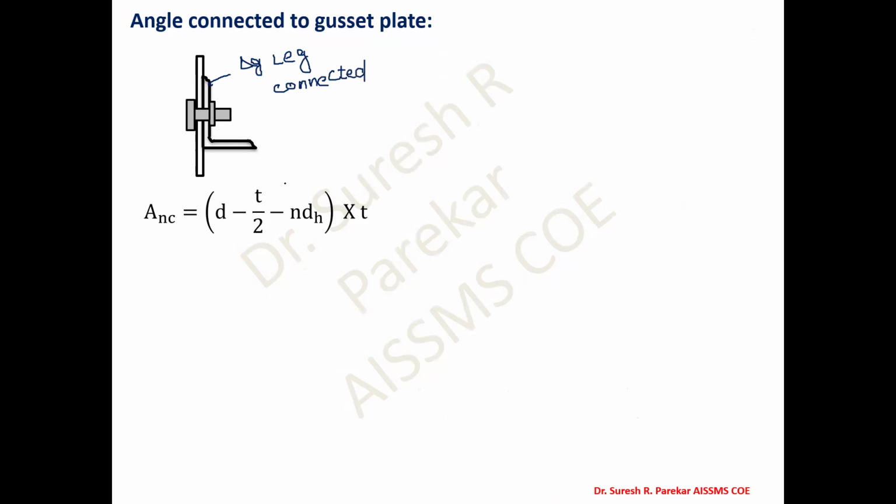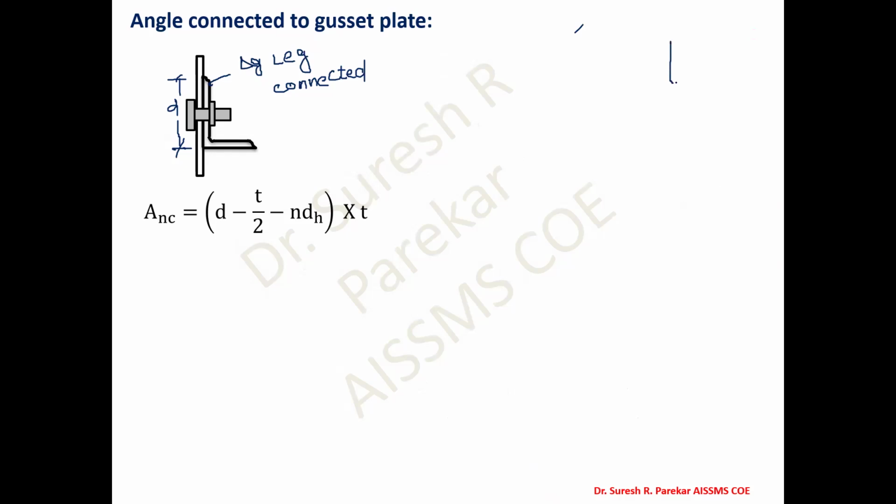And then we have D. So this will be depth D. So this is my depth D. So we have d minus t by 2 minus n dh. Actually minus t by 2.